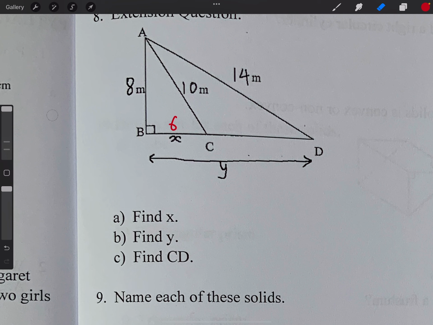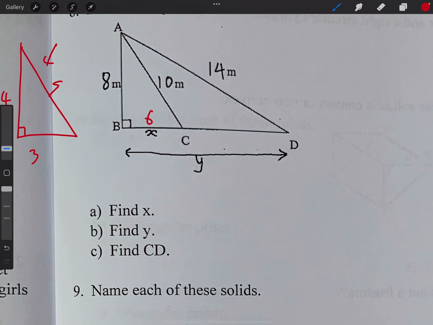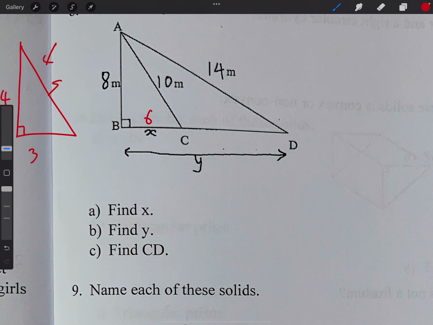It's just similar to this triangle here. You got 3, 4, 5, so this will be 6, 8, 10. This is the Pythagorean triad. So I can tell that 6 straight away. Now, I need to find out this length y. So the answer here is 6 for the first one. Now y. We have 8, 14.